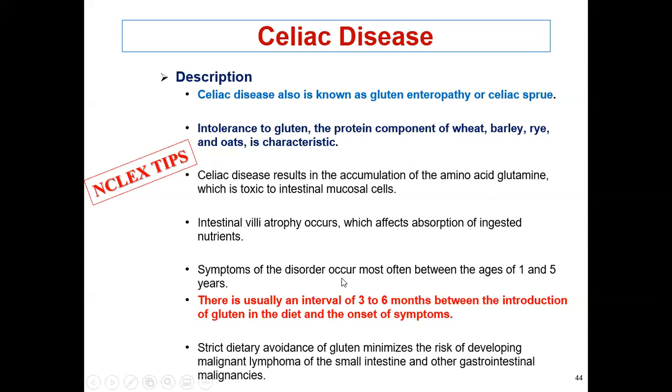Symptoms of the disorder occur most often between the ages of 1 and 5 years. There is usually an interval of 3 to 6 months between the introduction of gluten in the diet and the onset of symptoms. Strict dietary avoidance of gluten minimizes the risk of developing malignant lymphoma of the small intestine or other gastrointestinal malignancies.